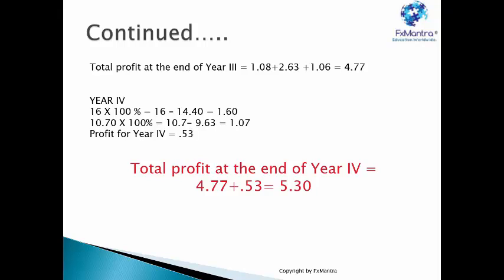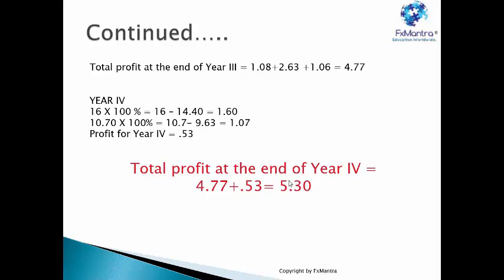So at the end of year 4, out of 16, you must have already recognized $14.4 million of revenue. This is the reason you are left with 1.6, and similarly for the expenditure, you are to recognize only 1.07. If I add the profit for all the 4 years, it will be 5.30. Up to year 3, I have already recognized 4.77 plus 0.53 for year 4. Total profit at the end of year 4 is $5.30 million.